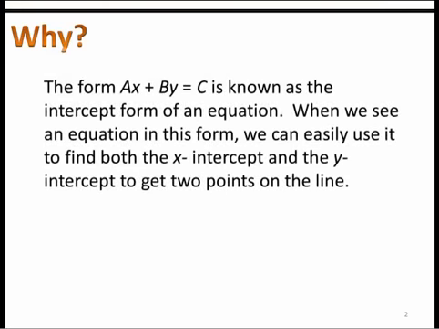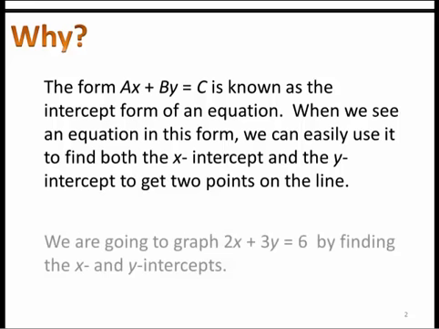The form ax plus by equals c is known as the intercept form of an equation. When we see an equation in this form, we can easily use it to find both the x-intercept and the y-intercept to get two known points that are on the line. We're going to graph the equation 3x plus 2y equals 6 by finding the x and the y-intercepts.